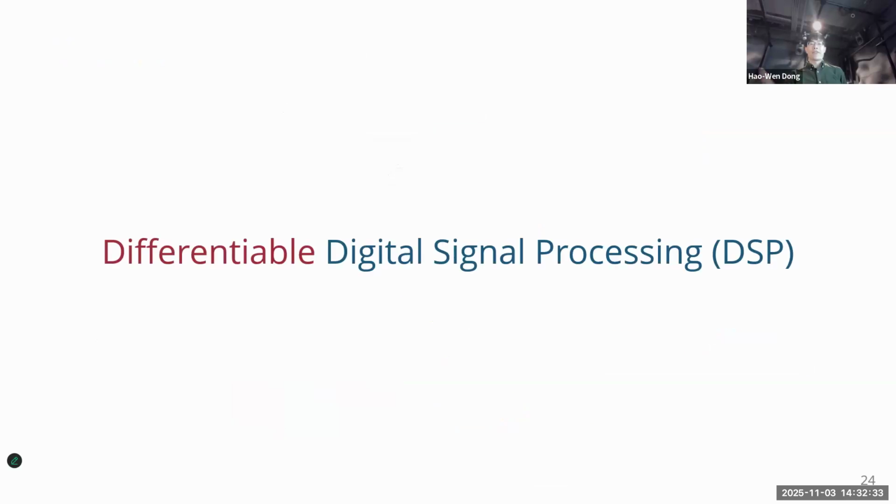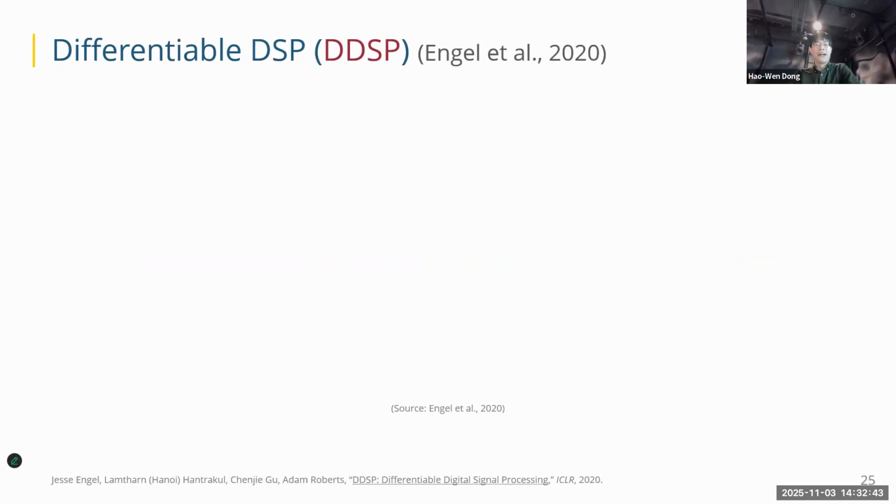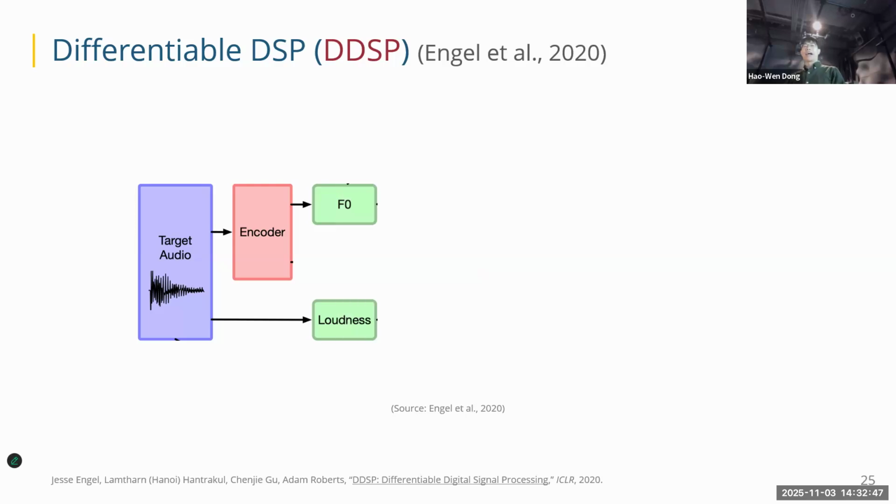Cool. So the next few slides, I would talk about this differentiable digital signal processing thing, which is very cool. The idea, we sort of hinted about it last week. Basically, the idea is that can we break down the DSP thing into something differentiable so that we can train a model to do this breakdown thing.